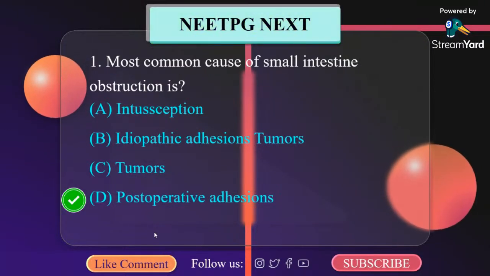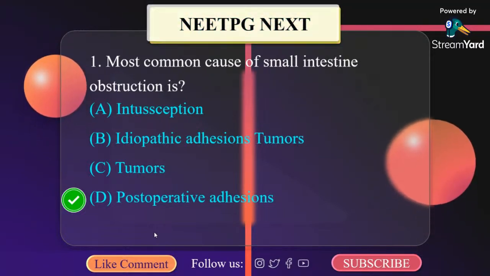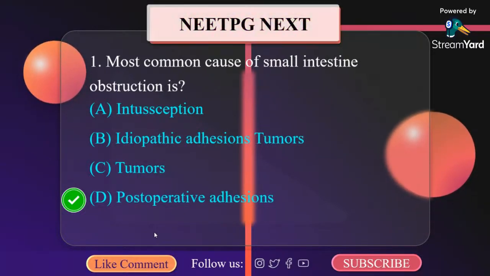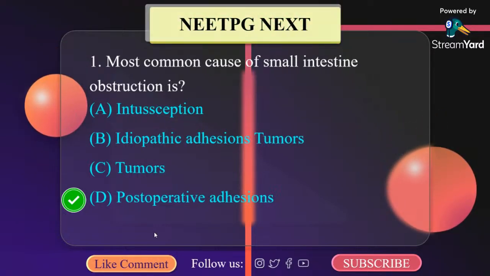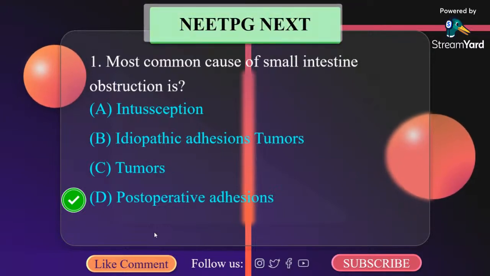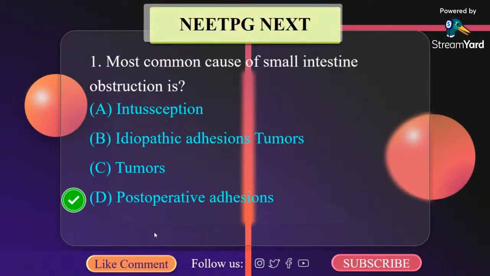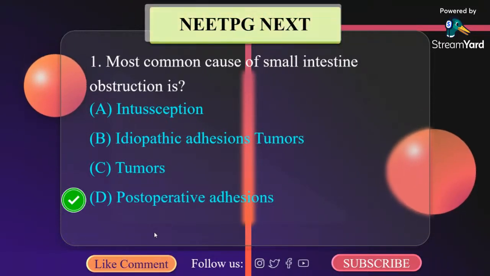Now, coming to intussusception, in children, the most common cause of intestinal obstruction is telescoping of intestine, which is seen in intussusception. So, in children, it is intussusception, whereas in adults, it is post-operative adhesions. Let us move on to the next question.